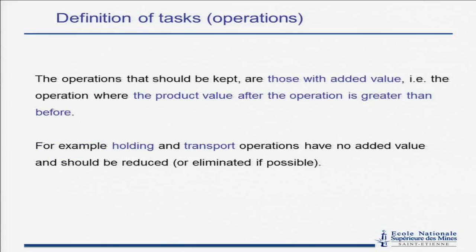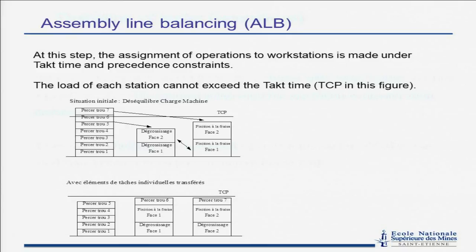Definition of task with added value, and a crucial step, a critical step, is assembly line balancing. What is assembly line balancing? Here we have 3 workstations. This is a load of 4 workstations. Operations 1, 2, 3, 4, 5, 6, 7.